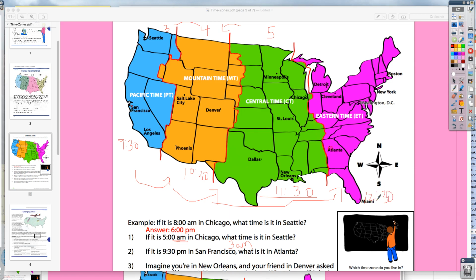Be careful though, because it was p.m. So by counting up to 12:30, we've crossed midnight. So now we're going to switch from p.m. to a.m. So it is 12:30 a.m. in Atlanta because it's after midnight.